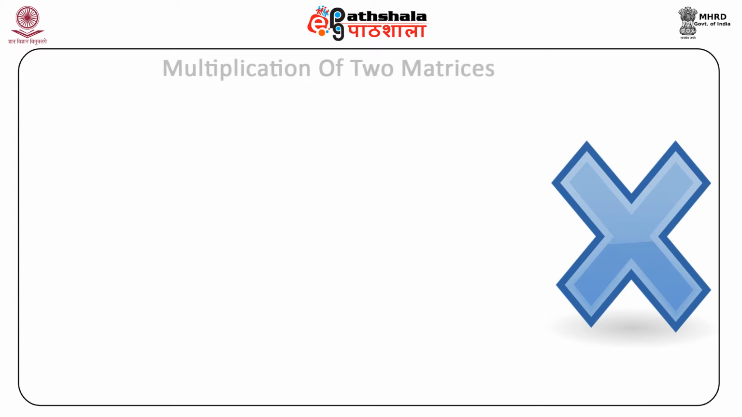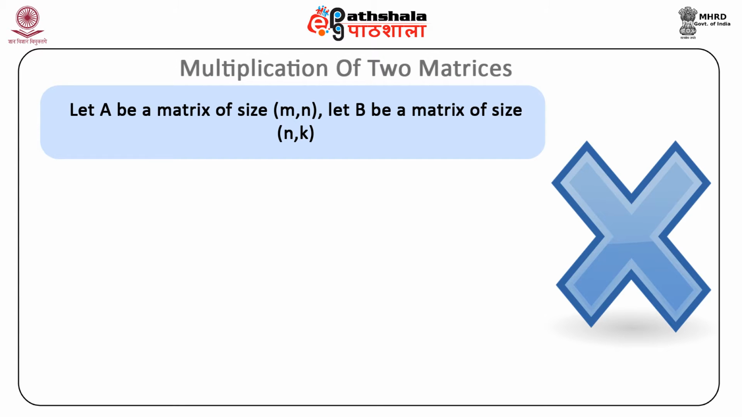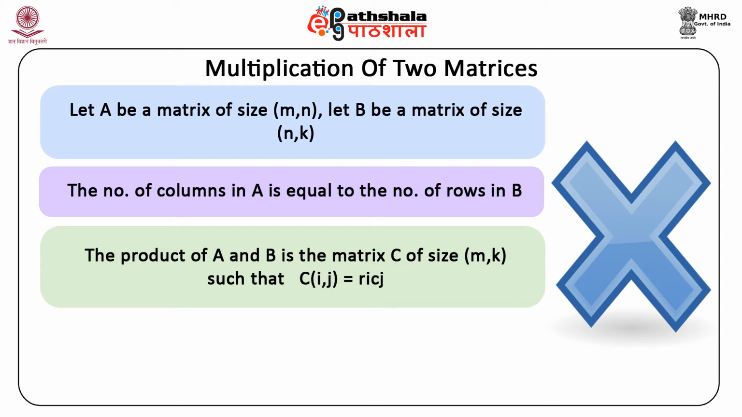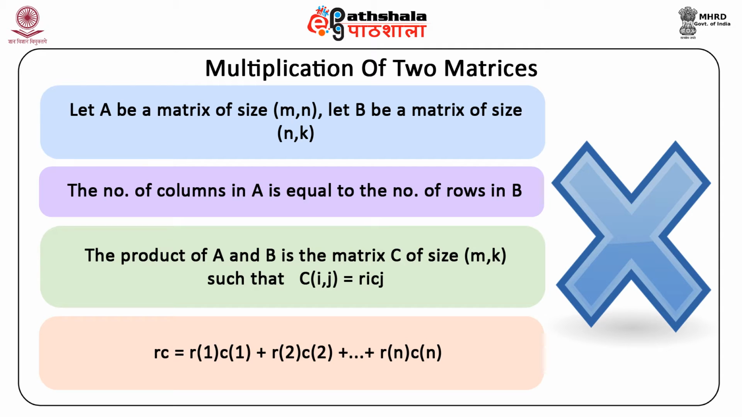Multiplication of two matrices. Let A be a matrix of size m by n. Let B be a matrix of size n by k. The number of columns in A is equal to the number of rows in B. The product of A and B is a matrix C whose size is m by k such that Cij is equal to RiCj. Cij is the product of the row vector Ri and the column vector Cj. That is, RC is equal to R1C1 plus R2C2 plus so on till RnCn.